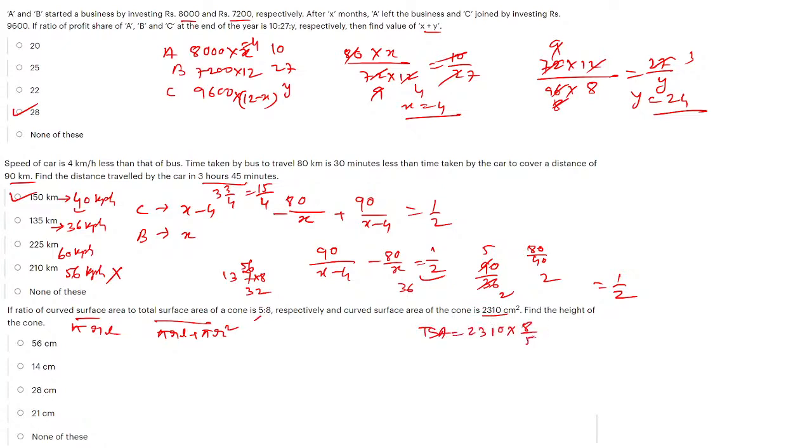2310 multiplied by 8 by 5, this would give you 462. That means 6, 48, 9, 4, 32, 36, 3696. Now this is the value pi r l, that means 2310. We can get the value of r l, that is 105, right? So 105 multiplied by 7.